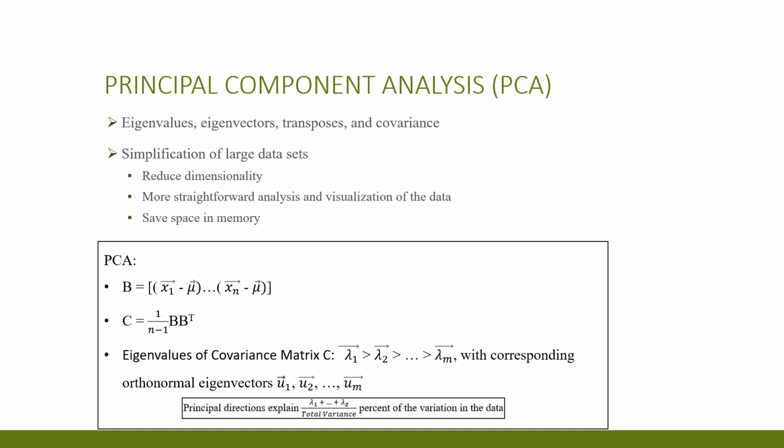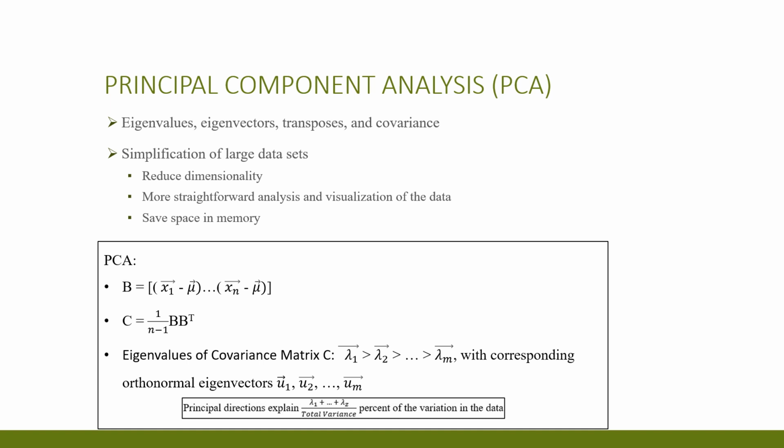Data needs to first be centered to ensure the data points have a mean of 0. For each sample vector, the population mean, mu, is subtracted and stored in vector B. Then we will find the covariance matrix C, and the covariance matrix will be a symmetric m by m matrix, and since it's symmetric, it can be orthogonally diagonalized. The orthonormal eigenvectors are referred to as principal components, and each principal component's direction explains a fraction of the total variance of the data.